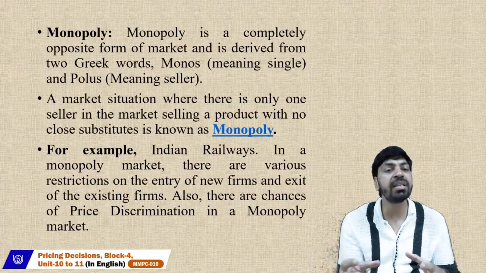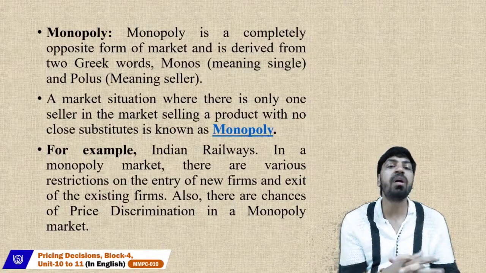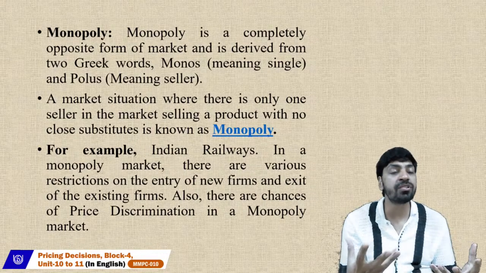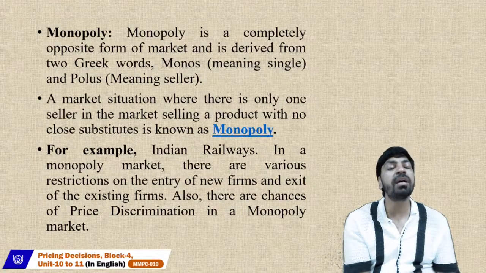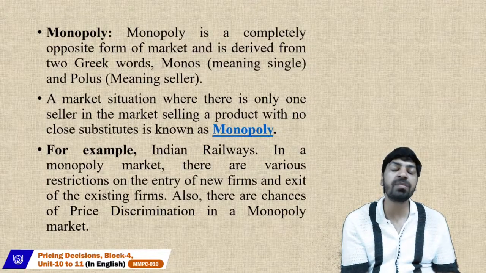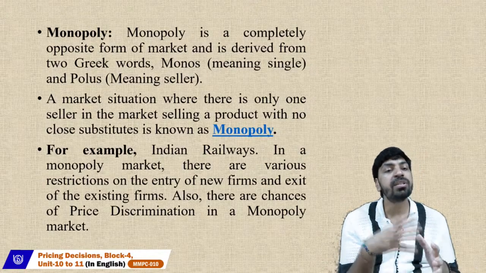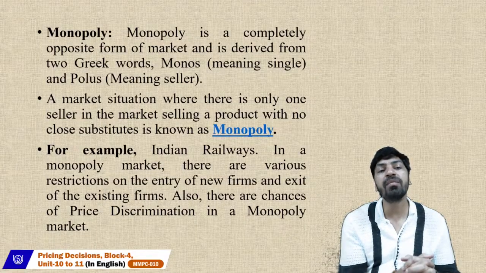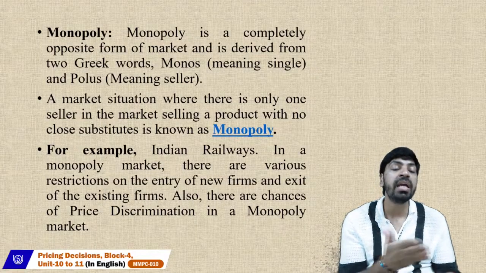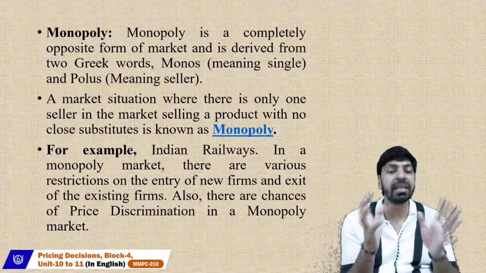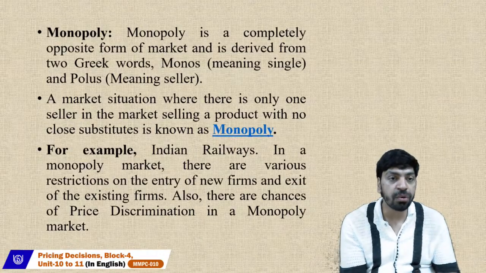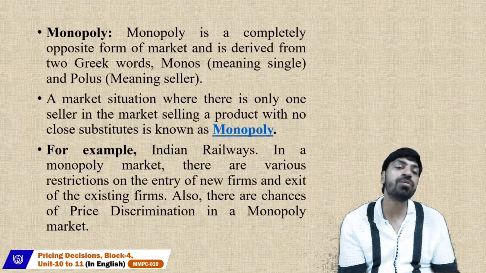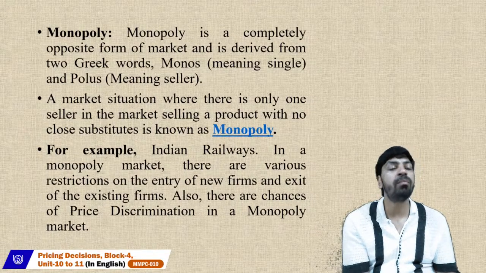So Indian Railways is one example of monopoly. There are various restrictions on the entry of new firms and exit of existing firms, and of course price discrimination is always available. This situation is always available in this market, because after all it is one seller who charges expensive or different prices to different consumers, and that's why such a market situation is called monopoly.